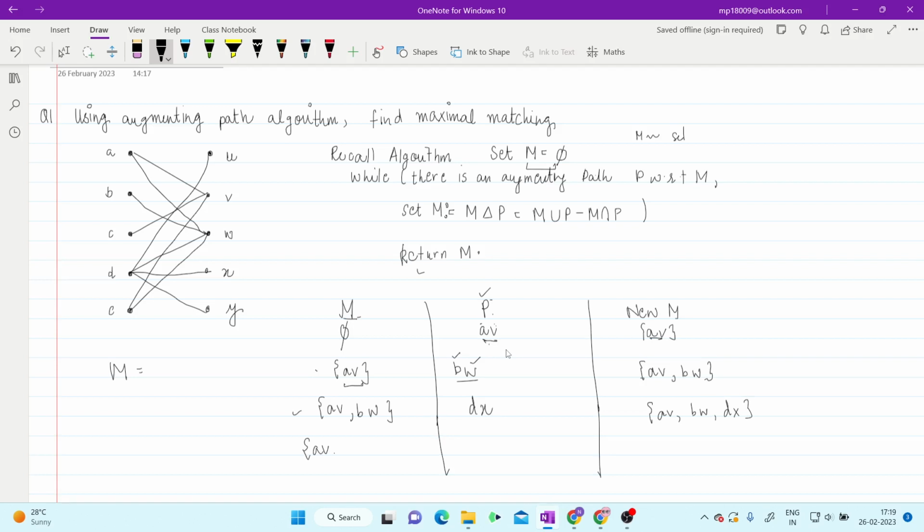Now, the new matching is this. Can you give me an augmenting path with respect to AB, BW, dx? This is our matching up till now: AB, BW, and dx.